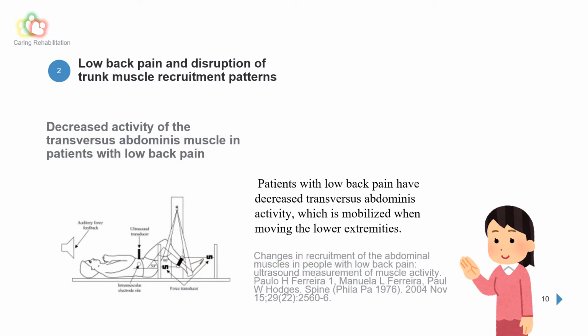When moving the lower extremities, the core muscles contract just before the movement to stabilize the base core. In patients with low back pain, this response is also affected. In this experiment, the thickness of the transversus abdominis and the electromyogram were measured while moving the lower limbs in the supine position. It was found that the increase in the thickness of the transversus abdominis was less and the amplitude of the electromyogram was smaller in patients with low back pain. This means that patients with low back pain have less transversus abdominis activity than healthy people when moving their lower limbs.